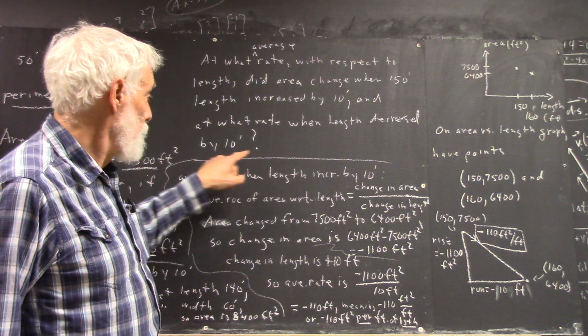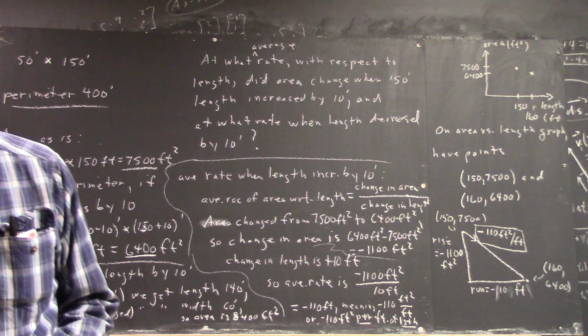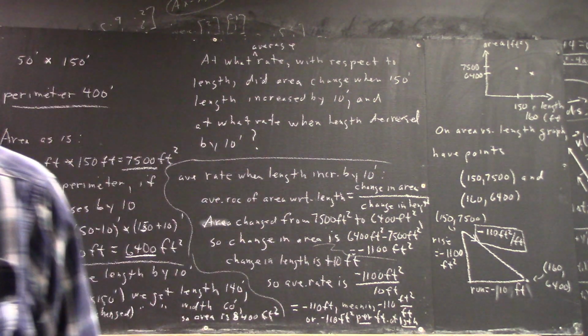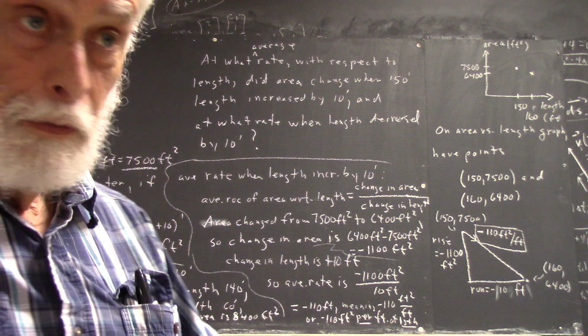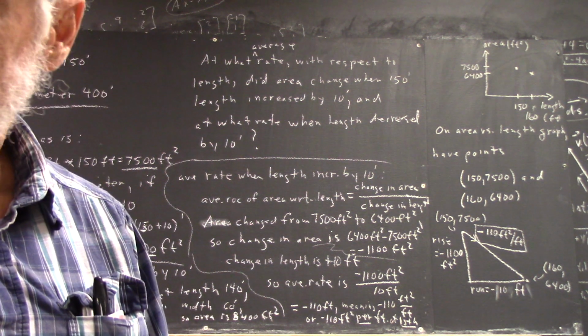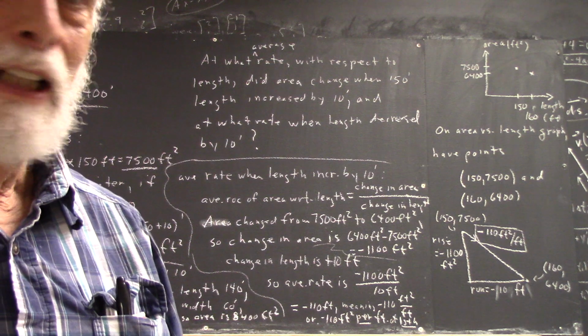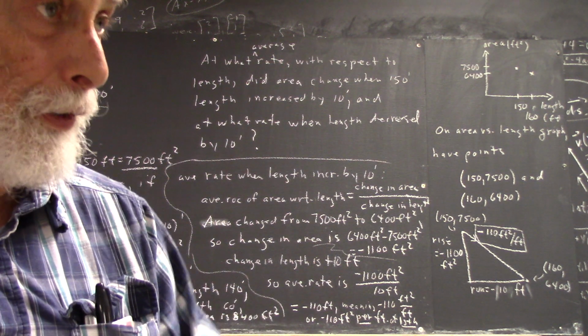What happens when the length is decreased by 10 feet? So that's where the length goes from 150 feet down to 140. And the width has to compensate by going up from 50 to 60.